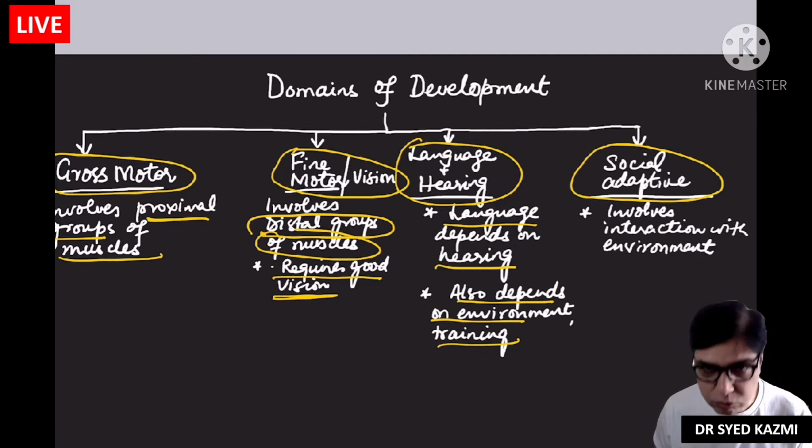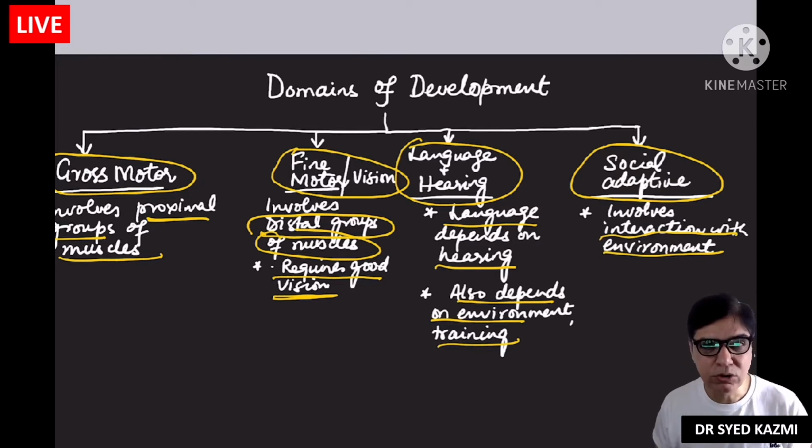Then we've got the social adaptive domain. Now the social adaptive domain basically deals with the interaction of the child with the environment. So in this particular domain, what we are assessing is how the child interacts with the environment. So his environment could be his parents, his toys and other things, and how he interacts with that. So social reciprocation, a smile, preoccupation, stereotypies, all these things would fall under the social adaptive domain. So these are the 4 domains.